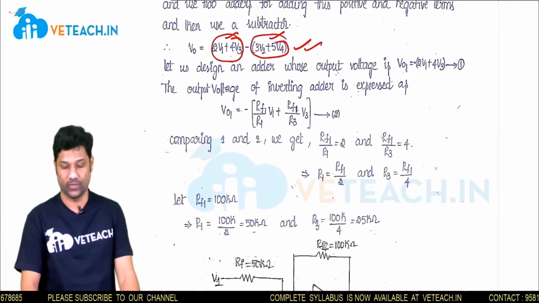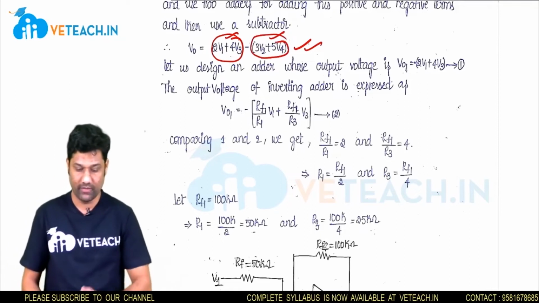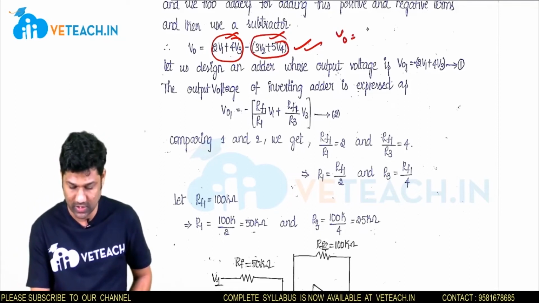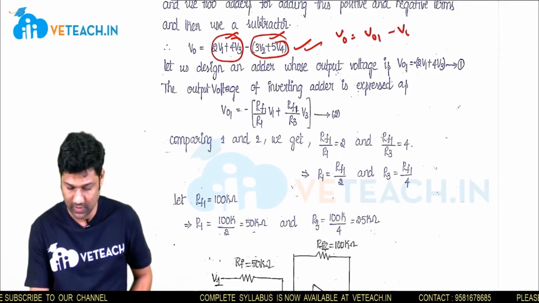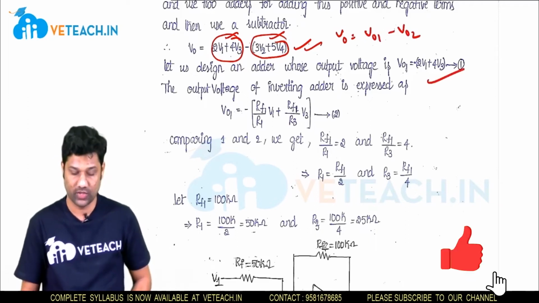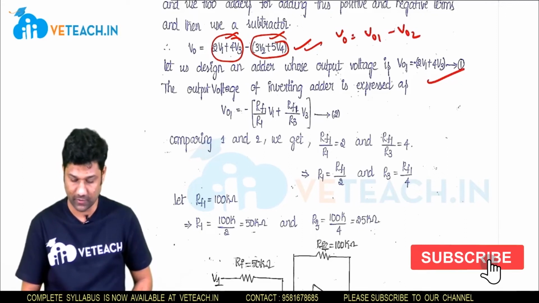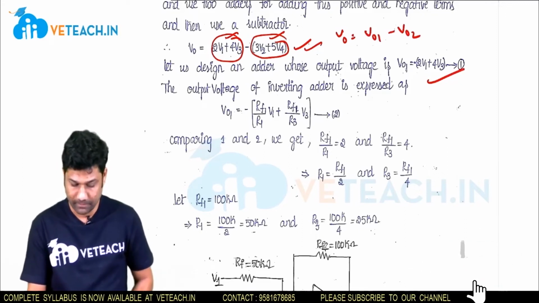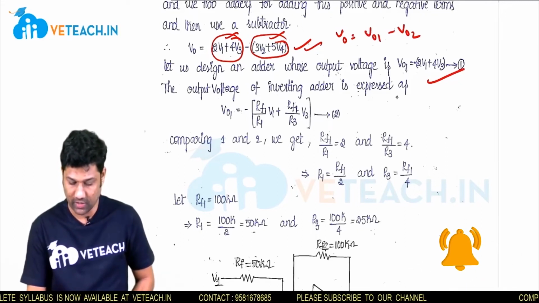So let us design an adder whose output voltage is equal to this. Now I have divided this output voltage into two parts. So V0 is divided into V01 minus V02. V01 is considered as 2V1 plus 4V3 and V02 is considered as 3V2 plus 5V4. So the output voltage is from the inverting adder. Now we have to derive.